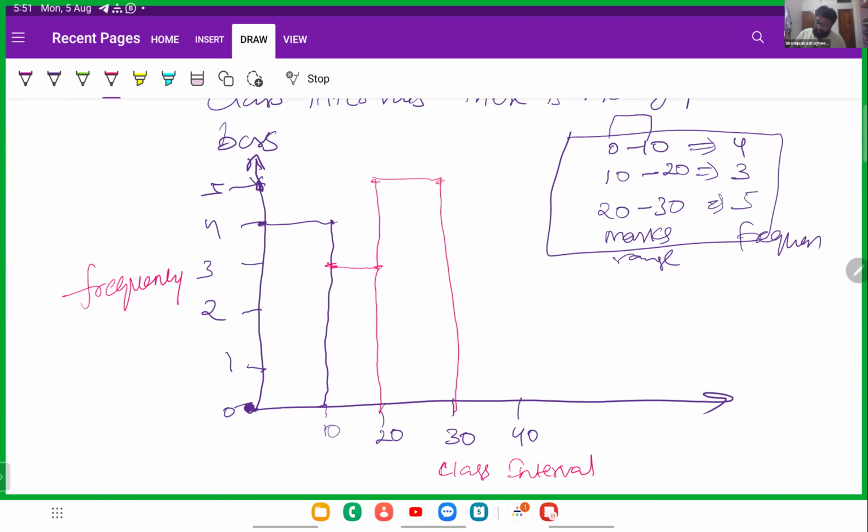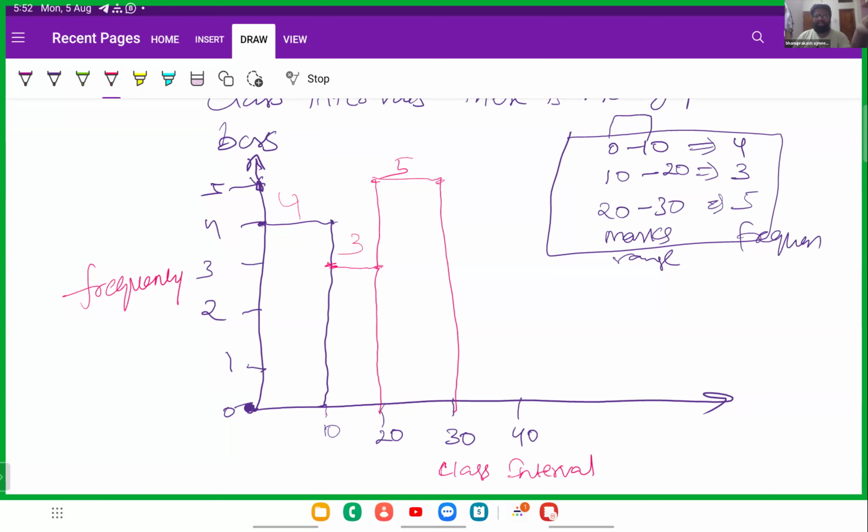So here, 20 to 30. How many students here? 5 students. So I didn't understand the difference between bar graph and histograph. A bar graph is simply represented with bars. Once we discuss the problem, you'll come to know what the difference is. That's the reason why I initially mentioned it's a type of bar graph.